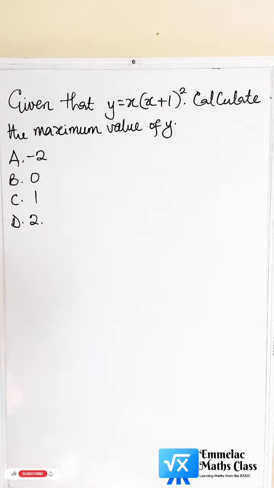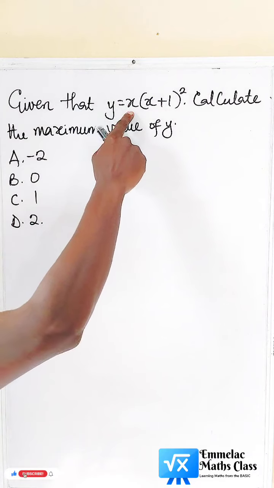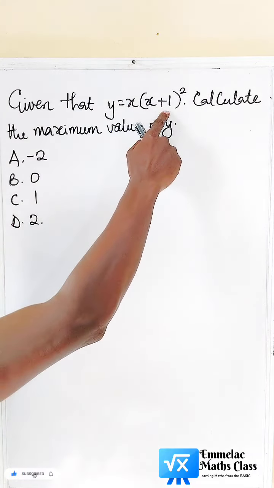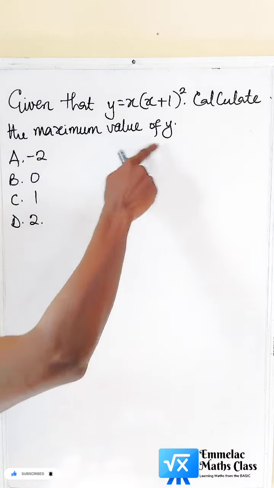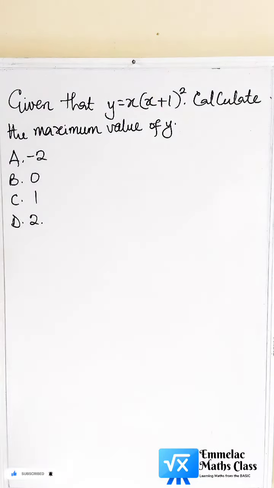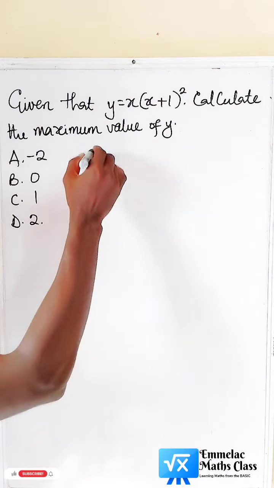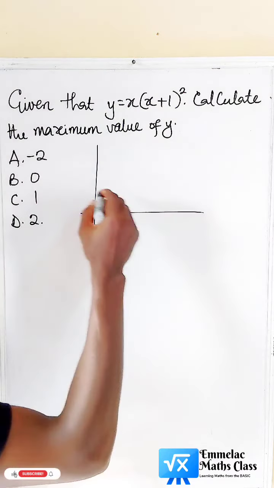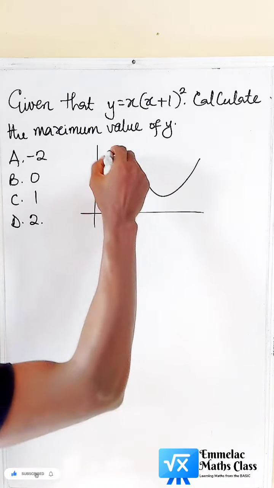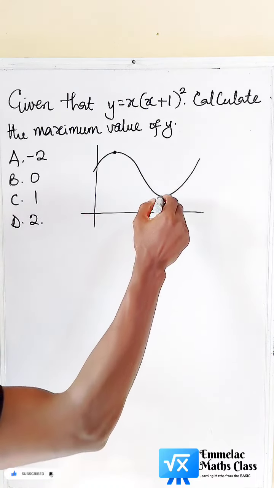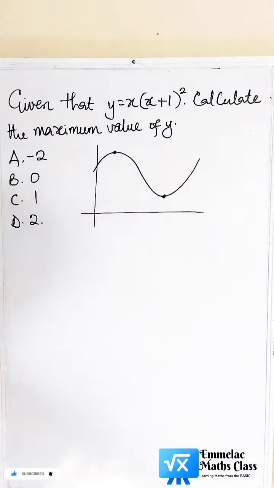Now let us take a look at this question. Given that y equals x(x + 1)^2, calculate the maximum value of y. Let us take note of this: at a turning point, this point is the maximum and this point is the minimum.